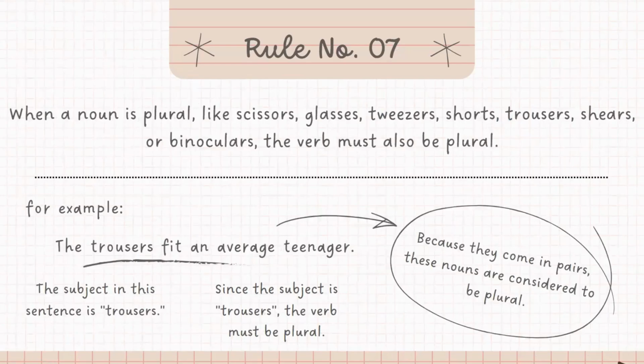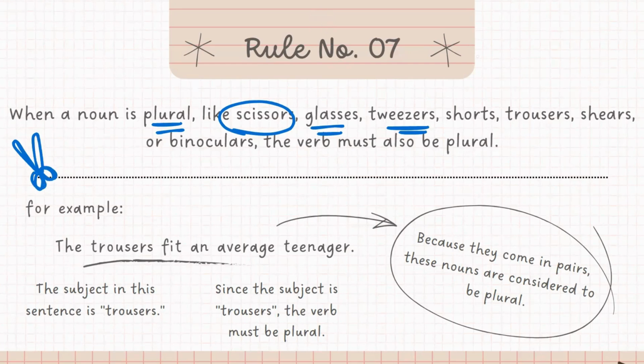Rule number 7, when a noun is plural, like scissors, glasses, tweezers, shorts, trousers, shears, or binoculars, the verb must also be plural. Why? Because the scissors will have two blades, right? It's going to have two blades. That's why it is in the plural form.